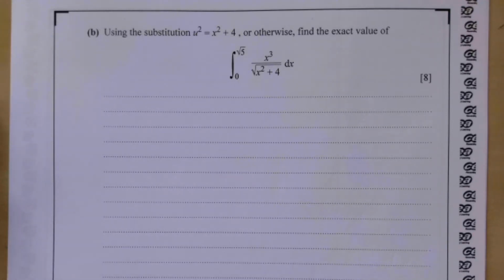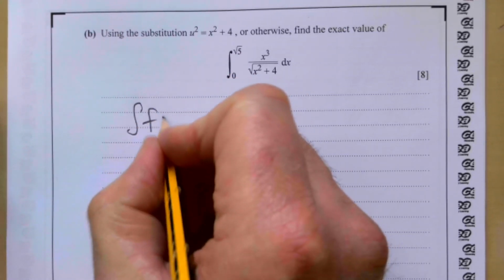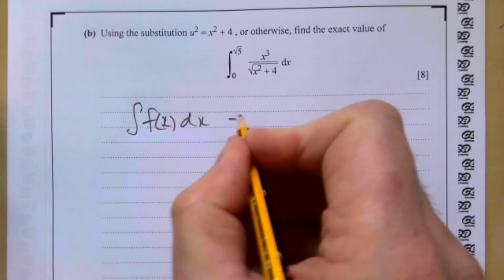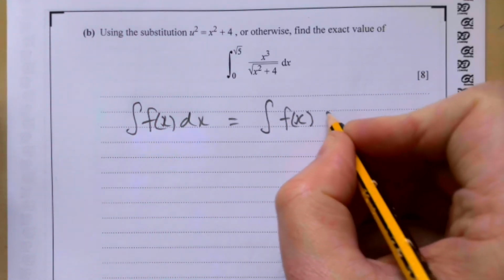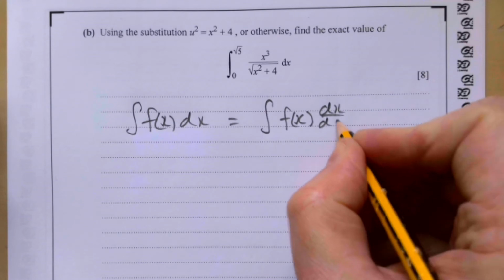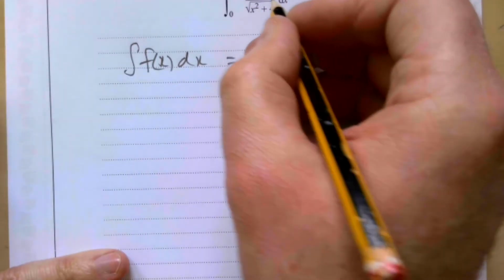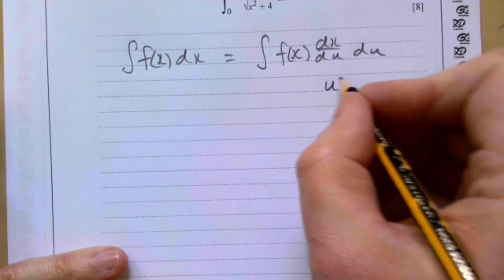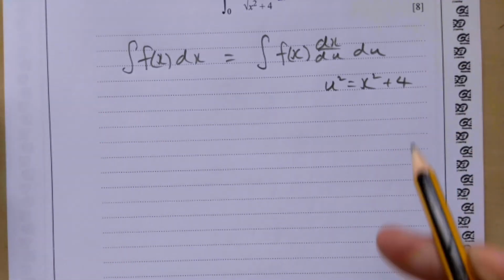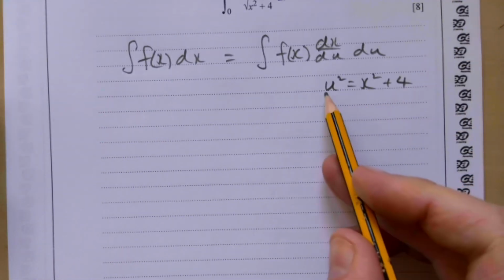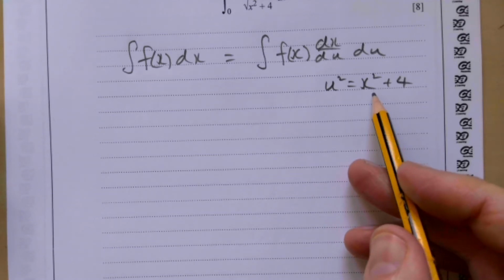Okay, so we're going to be using substitution here. So just a wee thing then about substitution. The integral of f of x dx is equal to the integral of f of x dx by du. We're using the substitution u squared equals x squared plus 4. This is a tough one. Normally you can rearrange to get the x on its own or the u on its own, so it's much easier actually just to do this implicitly, if this makes sense.